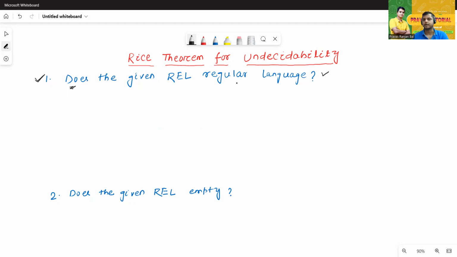This is the important point. What is the meaning of Rice theorem? We have already discussed it in the previous class. Rice theorem means any non-trivial property of RL language, meaning recursive enumerable language, is undecidable. Please watch that video. Here we'll discuss whether the given RL is a regular language or not. First we'll check the trivial and non-trivial property.